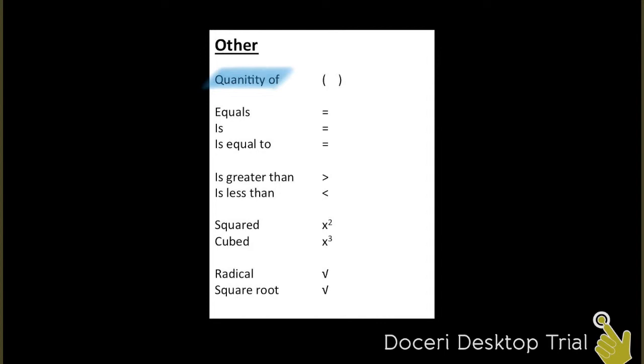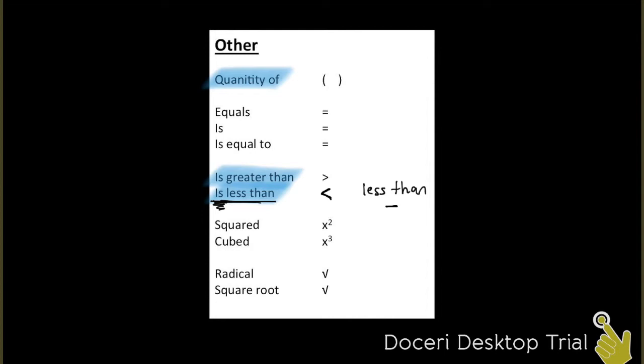Equals, is equal to, total, those would all mean use the equal sign. And then these two, this really messes people up for some reason. So you have is greater than and is less than. Now don't confuse this second one with less than. Less than means subtraction. Is less than means this symbol right here, the is less than symbol.